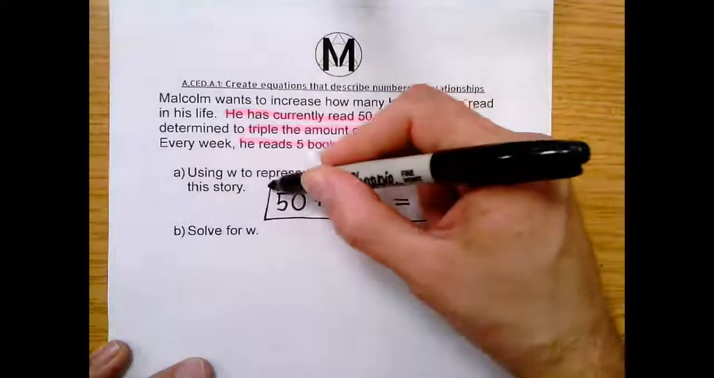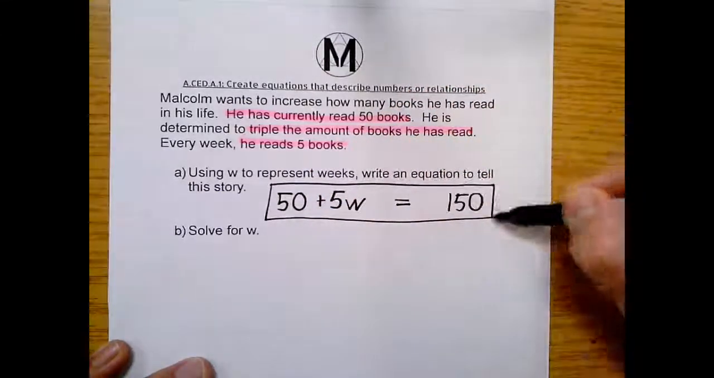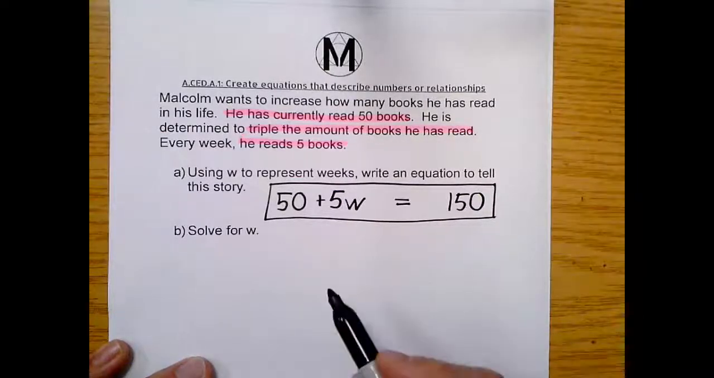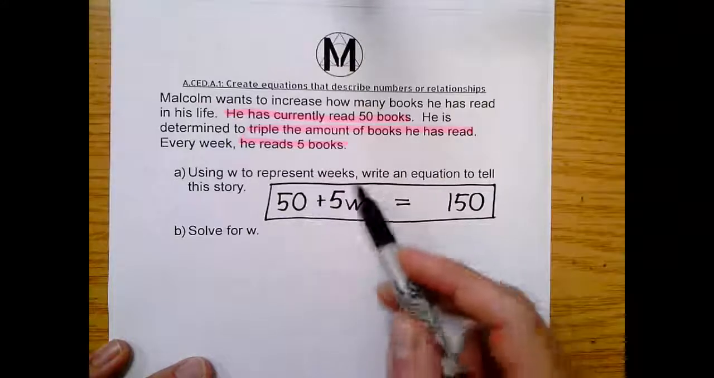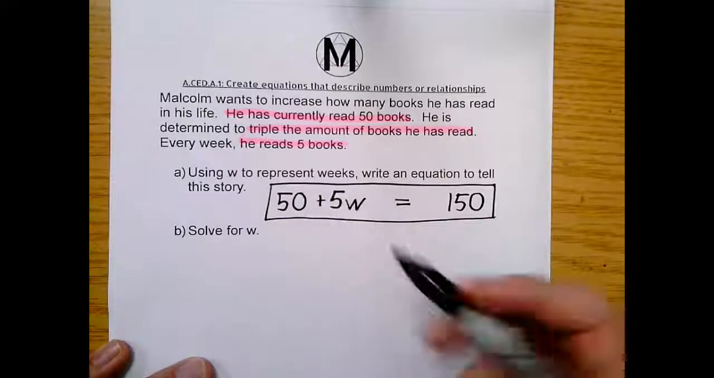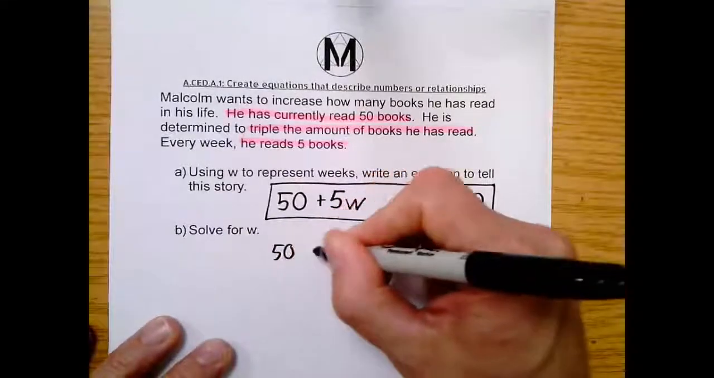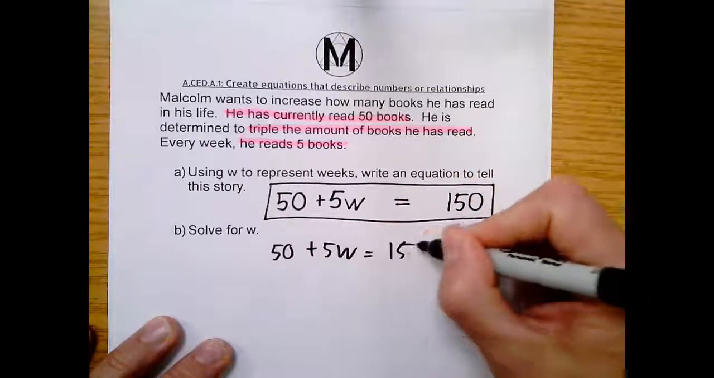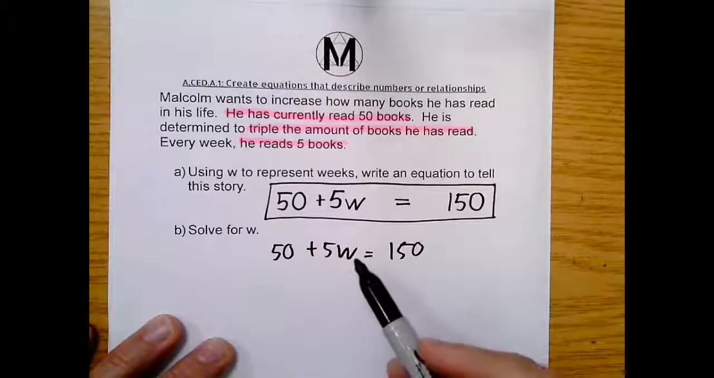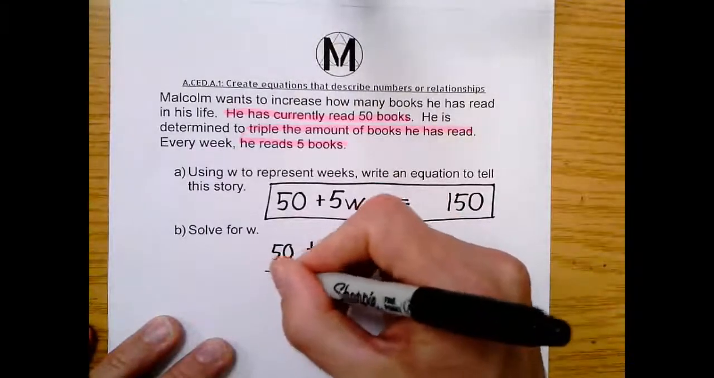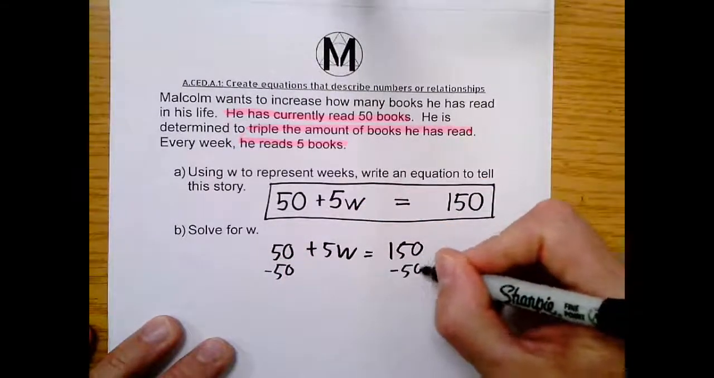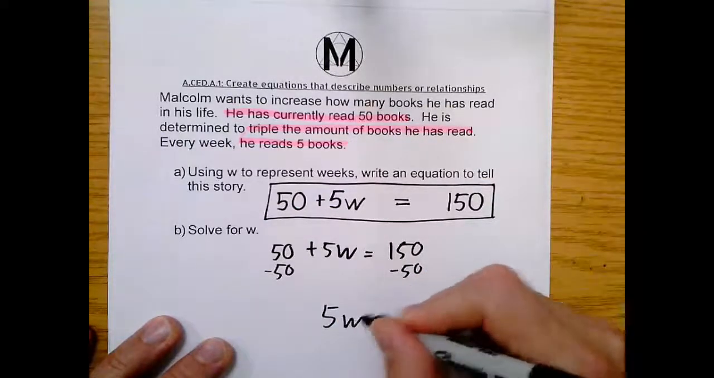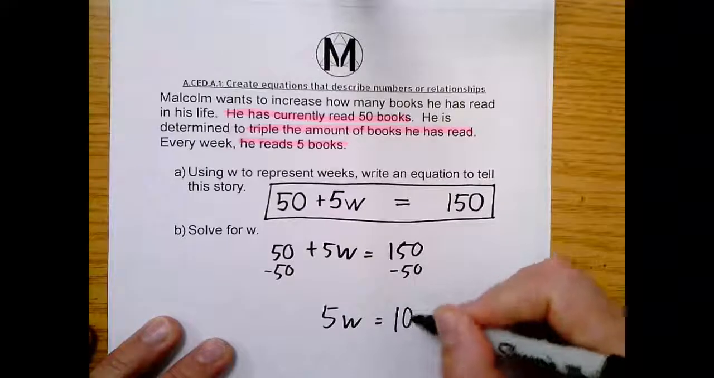Building equations is a great skill. It's a great skill because then it lets us solve for w. We can handle that. So we want to get w all by itself. So I'll rewrite this so we're ready to go. 50 plus 5w is 150. So to get w alone, step 1, I subtract 50 from both sides. This is basic algebraic manipulation. Okay, that gives me 5w equals 100.